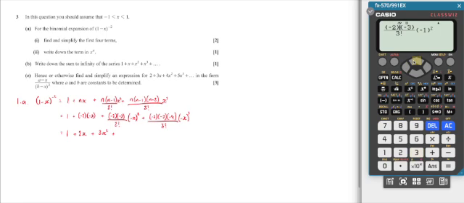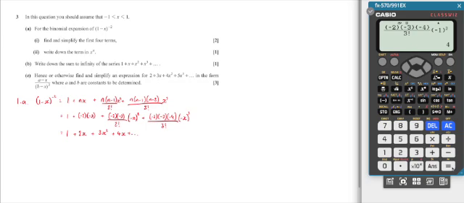So 3, we want minus 4, and we want to change that to a power 3. So we have 4x cubed. And that's going on forever.